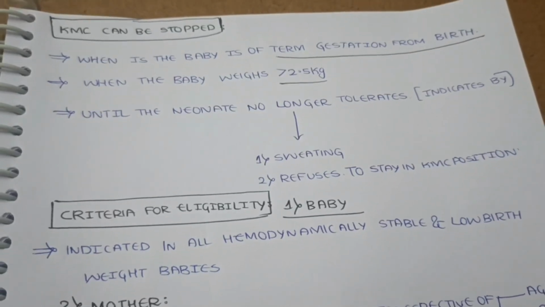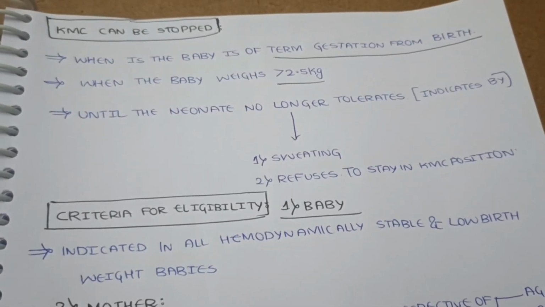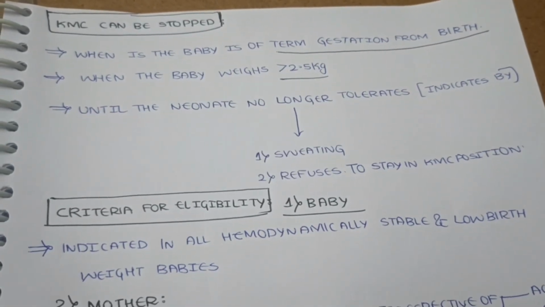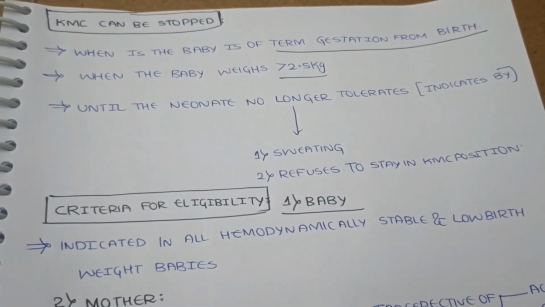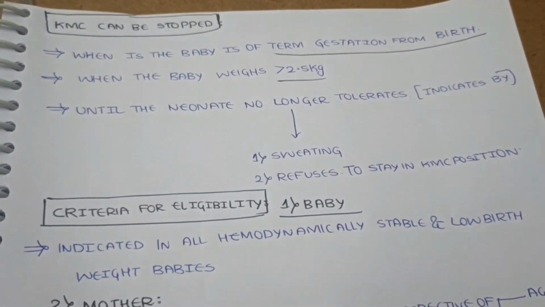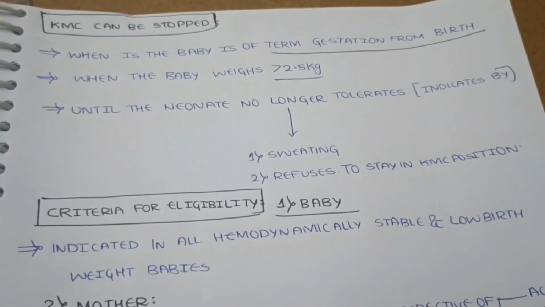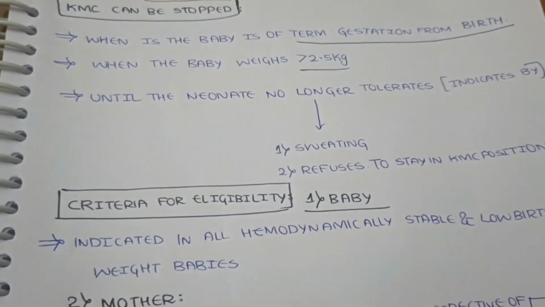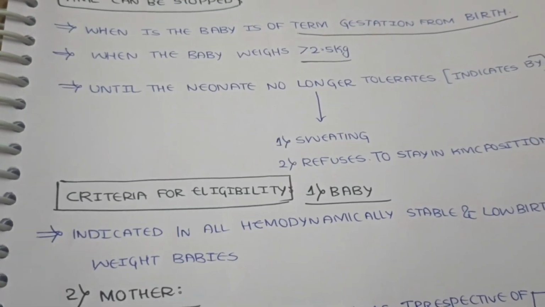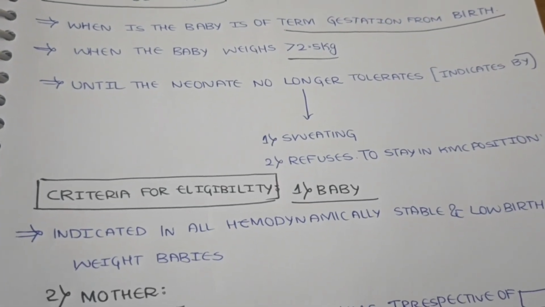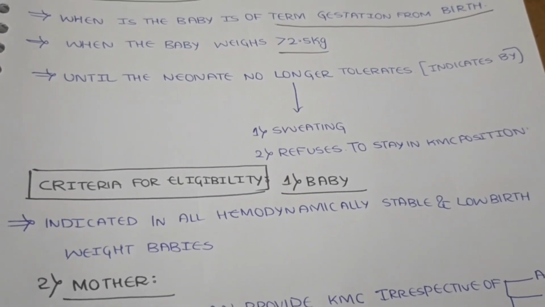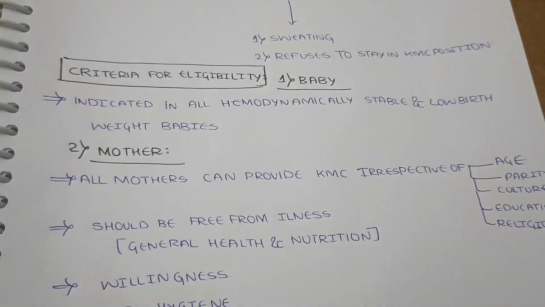When can KMC be stopped? When the baby is of term gestation, when the baby weighs greater than 2.5 kgs. Remember, we start KMC when the baby is preterm and when the baby weighs less than 2.5 kgs. We can stop KMC when the neonate can no longer tolerate it. How can it be indicated? By sweating of the baby or when the baby refuses to stay in KMC position.